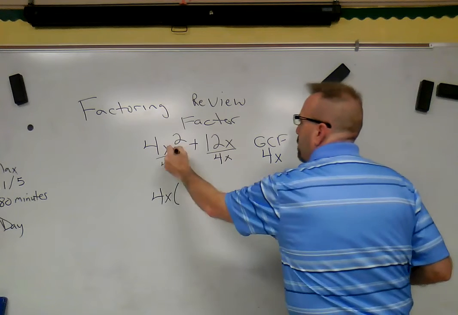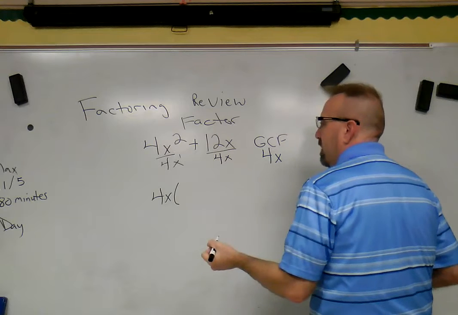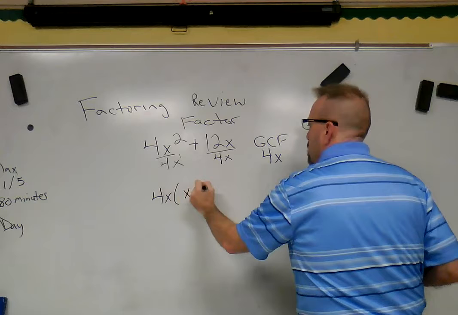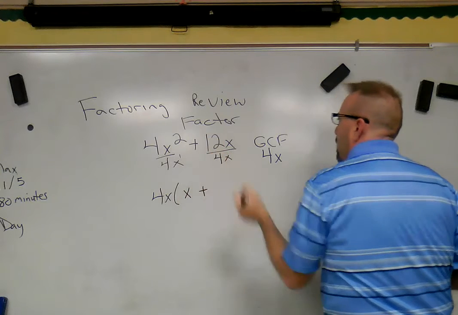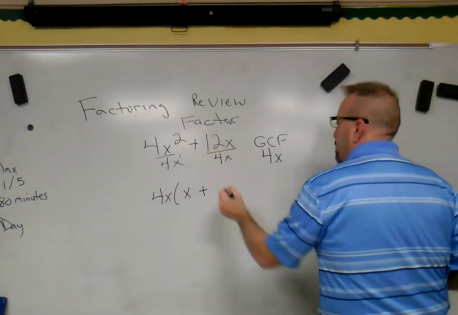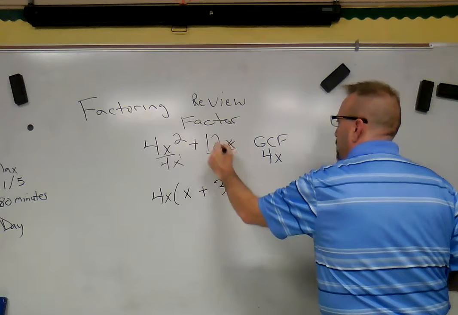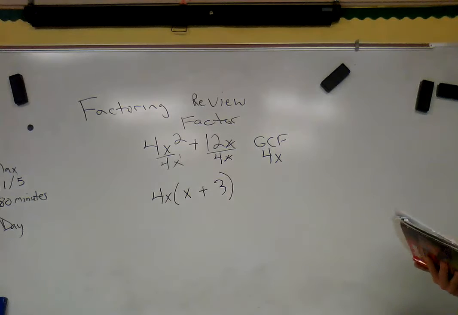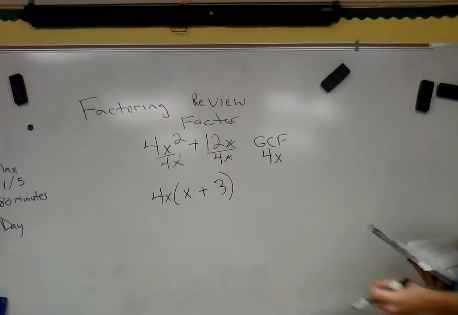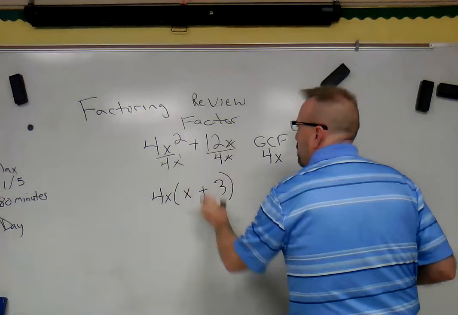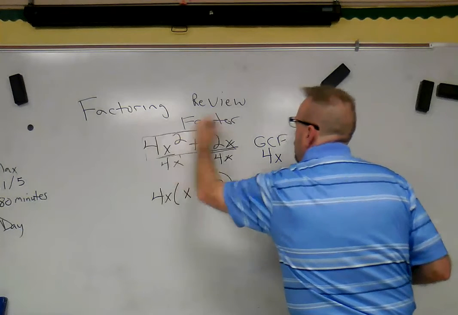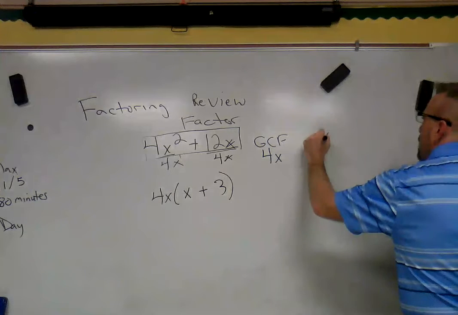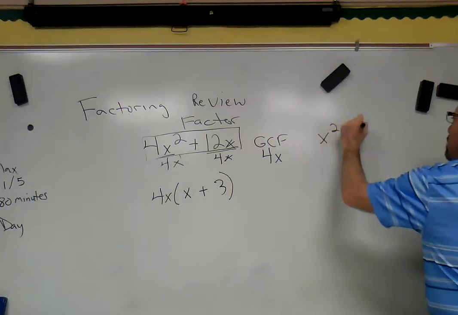No. X squared divided by X to the first gives us X. We subtract 2 minus 1 is 1. Plus 12 divided by 4 is 3. X divided by X cancels. So we're left with 4 times X plus 3. That is the factored form. So this times this would give us 4x squared plus 12x. Okay. Now, go back and do a couple of these.